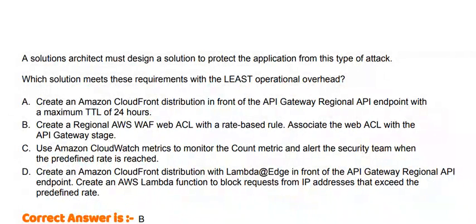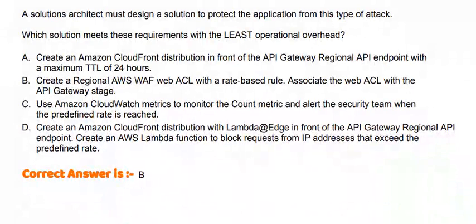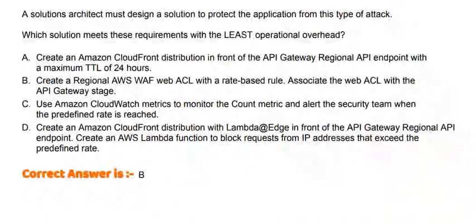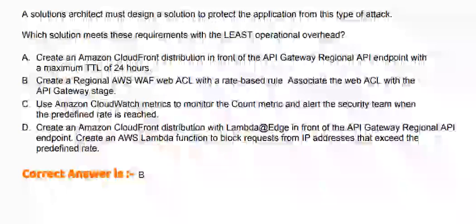Option C. Use Amazon CloudWatch metrics to monitor the count metric and alert the security team when the predefined rate is reached. And option D. Create an Amazon CloudFront distribution with Lambda@Edge in front of the API Gateway regional API endpoint. Create an AWS Lambda function to block requests from IP addresses that exceed the predefined rate. And the correct answer is option B.